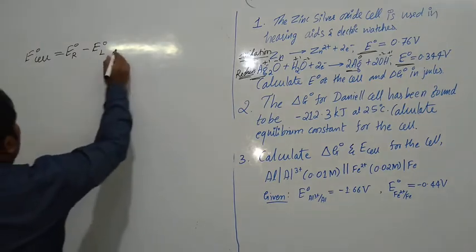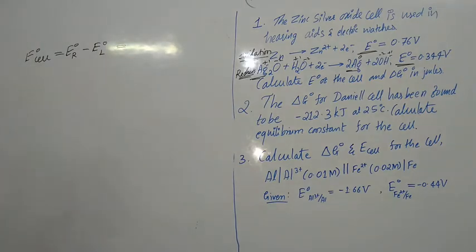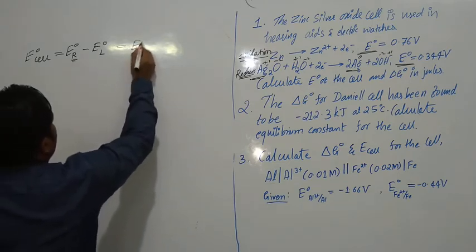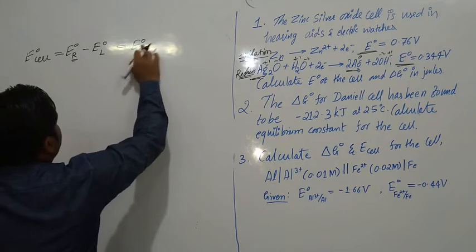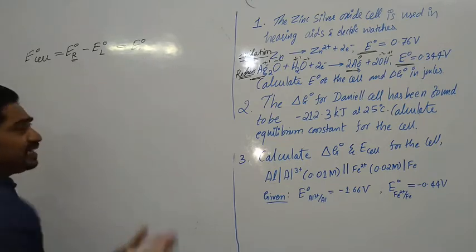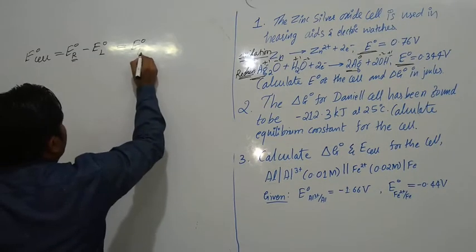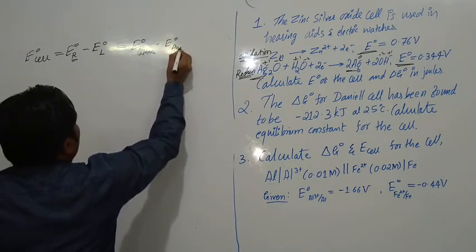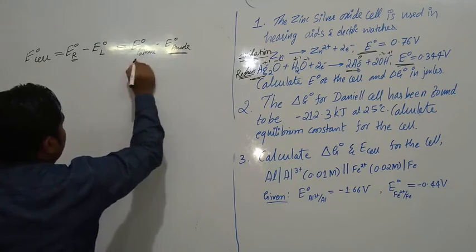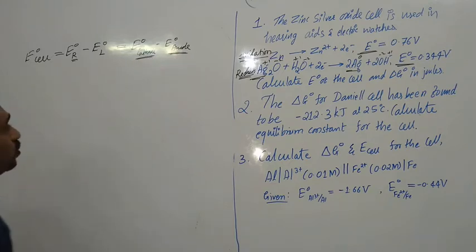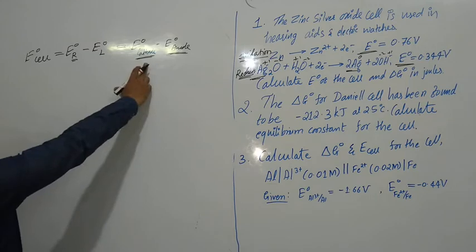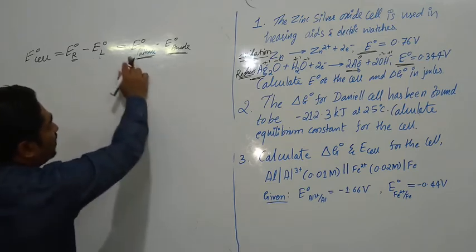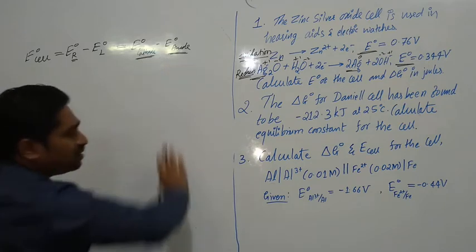So usually on the right hand side which electrode is used? Reduction, the reducing electrode, is used. So E naught of cathode, because reduction occurs at the cathode, minus E naught anode. At the anode oxidation occurs, at the cathode reduction occurs. So on the right side reduction always takes place, on the left side oxidation always takes place. So we will write E naught cathode minus E naught anode.